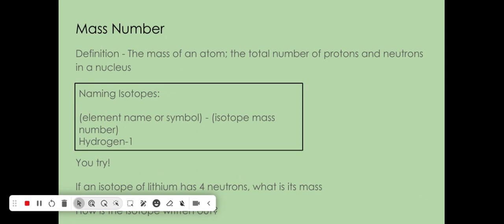So, let's take another look at hydrogen 1 and how we name isotopes. As said before, hydrogen 1 has 1 proton and 0 neutrons. 1 plus 0 equals 1, so the mass number, or the number immediately following the hyphen after hydrogen, is 1. Now, you try to write out an isotope of lithium. If an isotope of lithium has 4 neutrons, what is its mass number? And how is that isotope written out? I will give you a little bit of time, but feel free to pause the video to work it out.